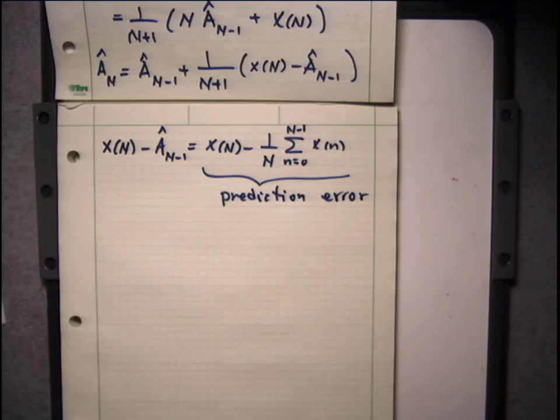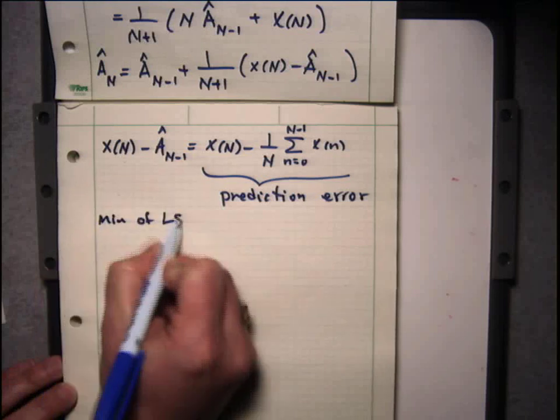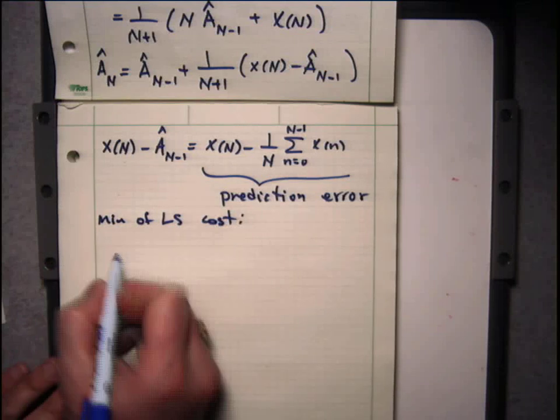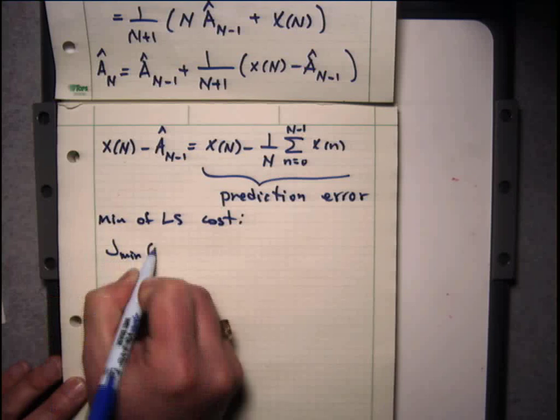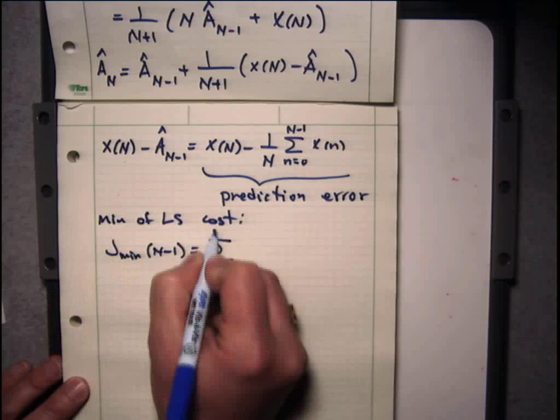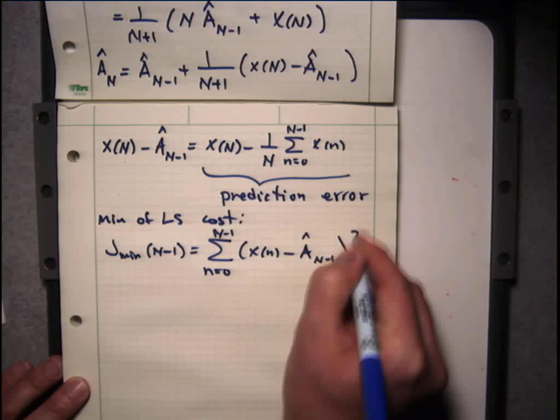Okay, it's also interesting to look at the least squares cost function and see how it goes down as a function of iterations, in other words, as a function of this index n. So if we look at the minimum of the least squares cost, if you have data up to n minus 1, then the minimum of the least squares cost is the sum from n equals 0 to n minus 1 of x[n] minus A hat n minus 1, squared.